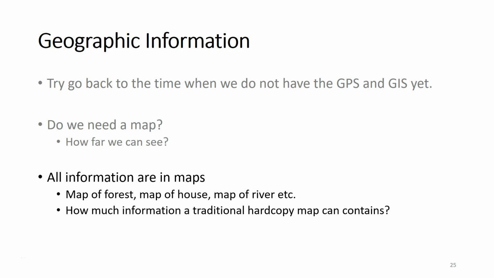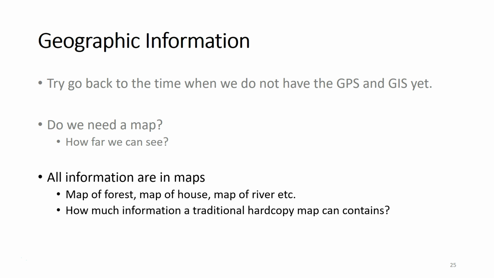Because in a map, for the same location, we could have maybe 1,000 maps. One map for forest, one map for river, one map for the topography, mountain, and so on and so forth. You cannot put everything in a single map sometimes. Otherwise, the map will be too crowded, very difficult to use. So that's the reason why they separate the information according to type.